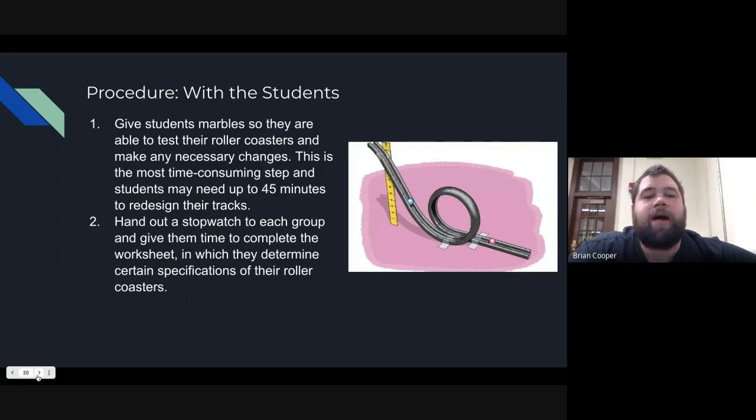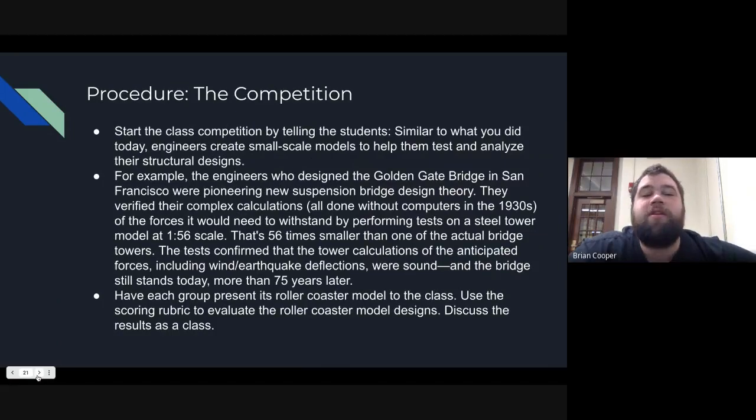So hand out a stopwatch to each group and give them time to complete the worksheet in which they determine certain specifications of their roller coaster. So then we do the competition.